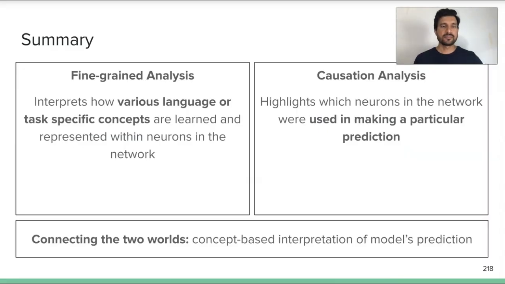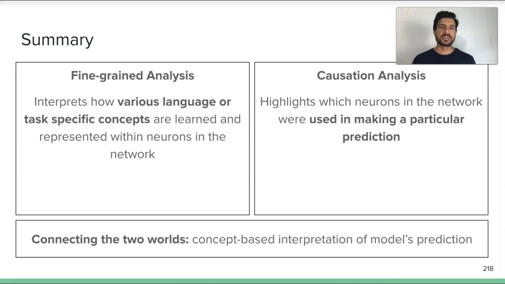Thank you, Narine. Now I would like to present a high-level summary of what we have learned in this tutorial. First, we looked at various methods for fine-grained analysis, which tells how various language or task-specific concepts are learned and represented within neurons in the network. However, it does not tell whether those neurons play a role in the model's prediction or not. On the other hand, causation analysis highlights which neurons were used in making a particular prediction, but it doesn't provide a definition of those neurons with respect to concepts. In the last part, we have seen that combining the two leads the way towards concept-based interpretation of a model's predictions.